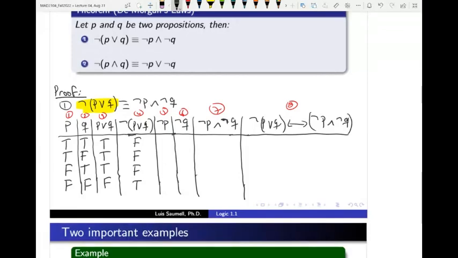All right. How do we do column 5? Negate column 1, because it's negation P. Yes? So that will be false, false, true, true. Column 6? Negate column 2. So that's false, true, false, true. Okay? Column 7?